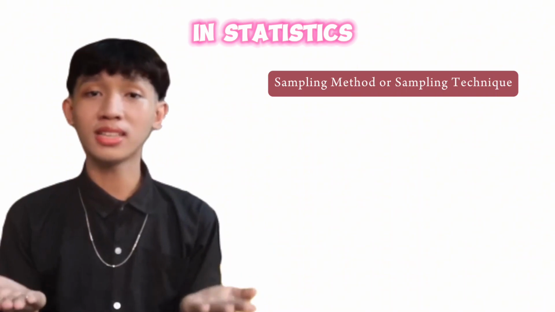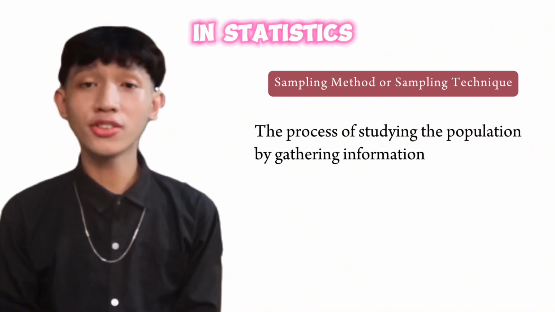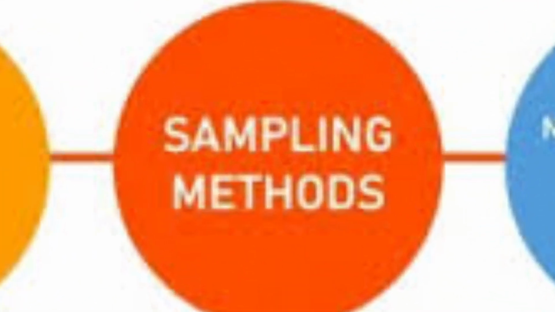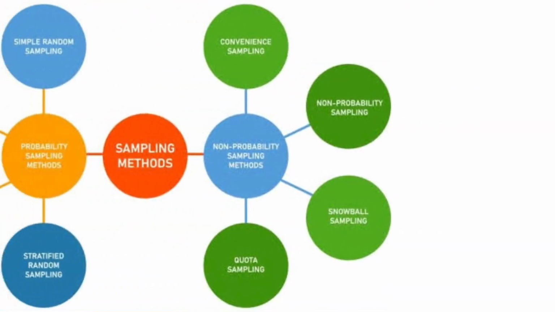In statistics, the sampling method or the sampling technique is the process of studying the population by gathering information and analyzing the data. There are several different sampling techniques available, and they can be subdivided into two groups. We have two types of sampling method, the probability sampling and non-probability sampling.